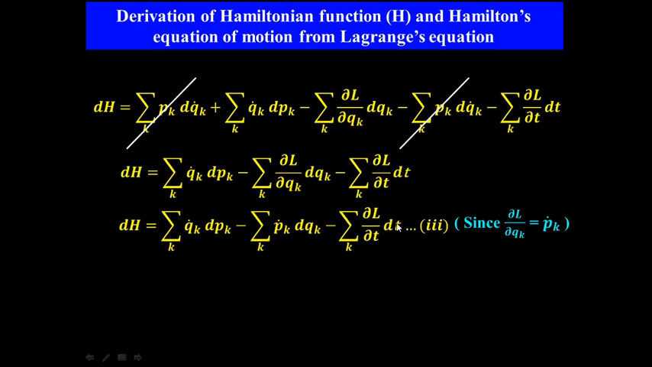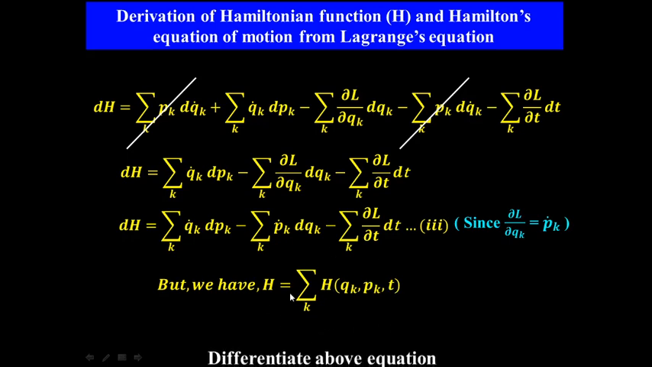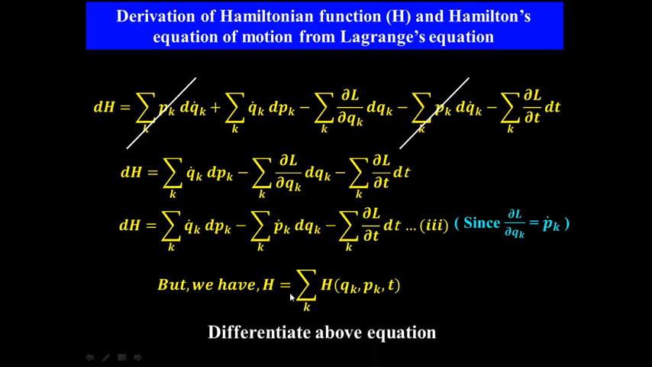Similarly, if L is a function of QK dot and T, the Hamiltonian is a function of QK, PK and T. So the Hamiltonian function depends on the momentum, not the generalized velocity. The Hamiltonian function H is a function of QK, PK and T. Again we will use differentiation with the chain rule.